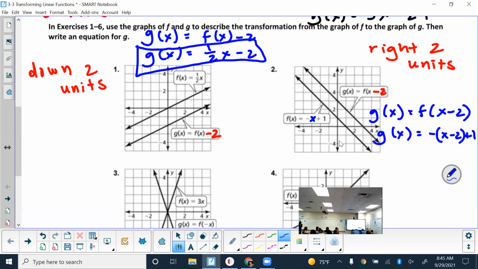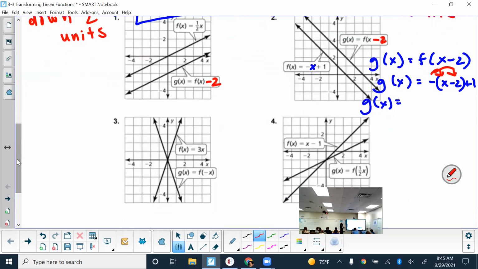All right, now does it look like slope-intercept form? How can I make it look like slope-intercept form? Distribute that negative that's out here. What happens when you distribute a negative? What are you multiplying by? Basically a negative 1. So what is negative 1 times x? Negative x. And negative 1 times negative 2? Positive 2. Distributing was a big issue on the first topic test. If you mess up distributing, you mess up the whole problem.